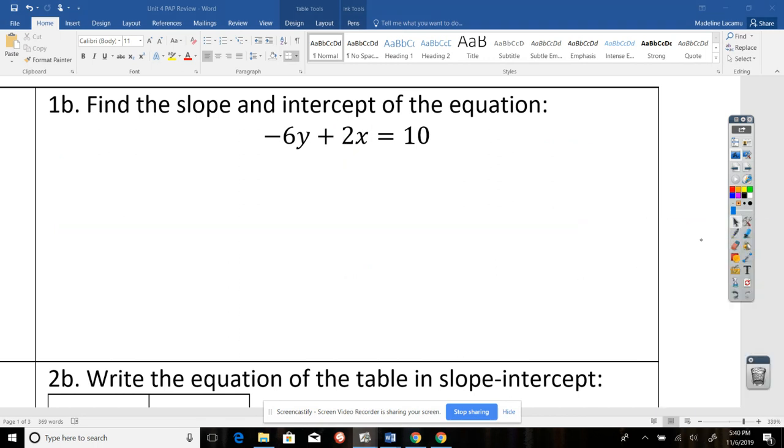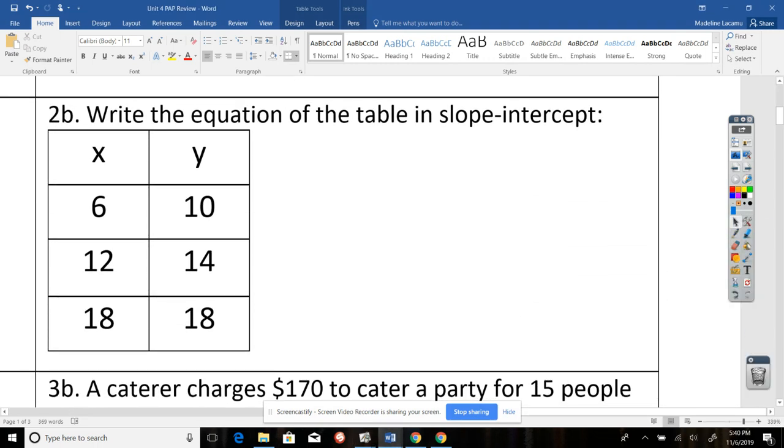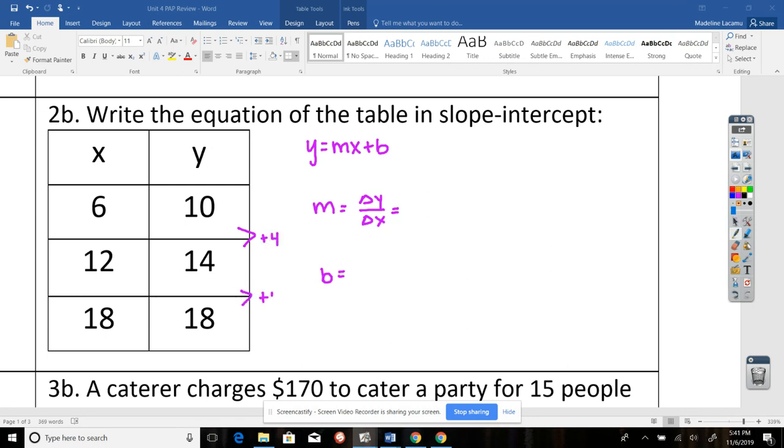Now for 2b, it wants us to write the equation of the table in slope-intercept form. So again, this is just y equals mx plus b. So we have to find our slope, and we have to find our intercept. So slope of a table is change in y over change in x. So my change in y from 10 to 14 is plus 4. From 14 to 18, it's also plus 4. From 6 to 12, it's plus 6. From 12 to 18, plus 6.